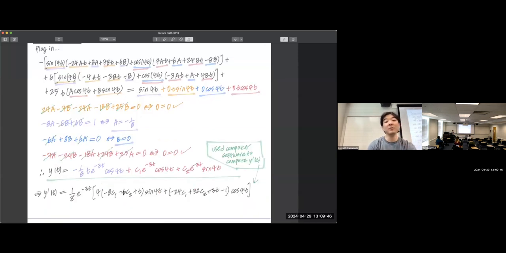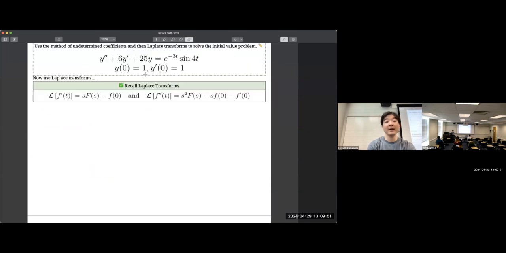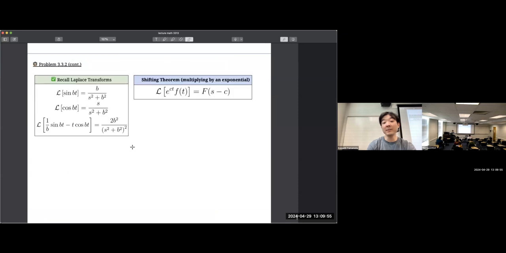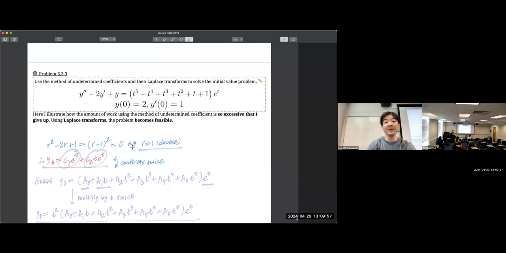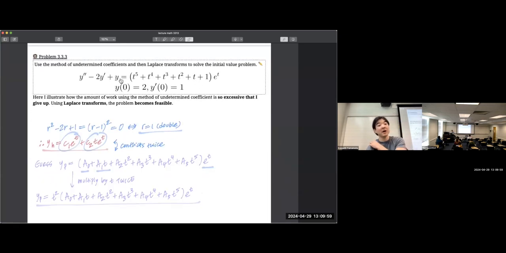So the Laplace transform would be easier for this, which I will post right here. I could do it, but I want to be mindful of you guys because I feel like this one's even more interesting. So I'll do this one, and this will be the last thing.